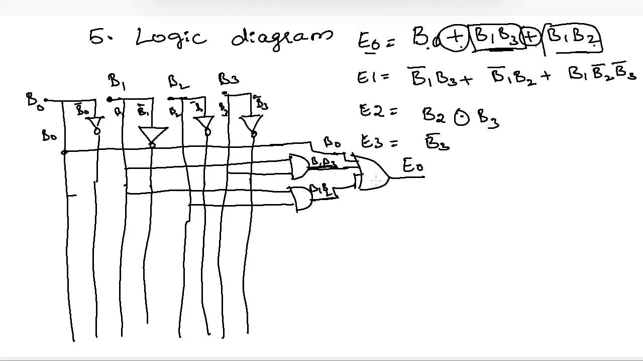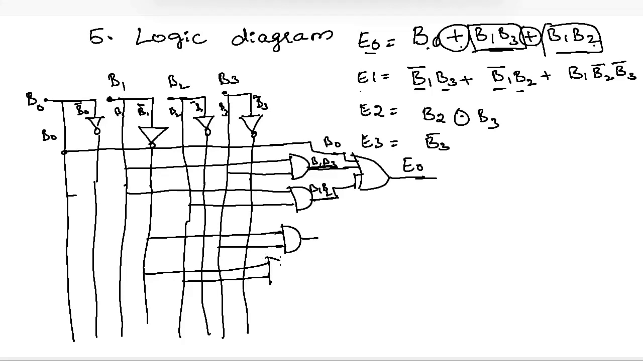Next E1 equal to B1 bar into B3. So E1 equal to, it is the B1 bar line and B3 line. In between AND operation is there. So draw the AND gate here. So AND operation is there. That's why I am drawing AND gate. Next one B1 bar into B2. In between AND operation is there. So again I am drawing AND gate here.